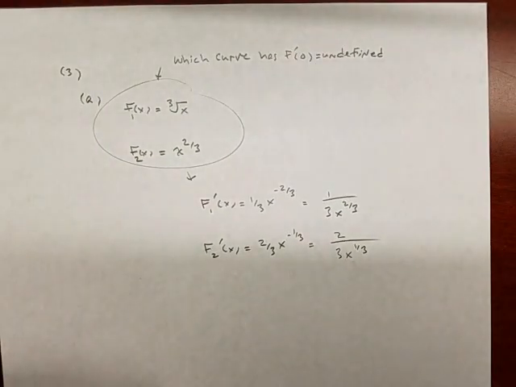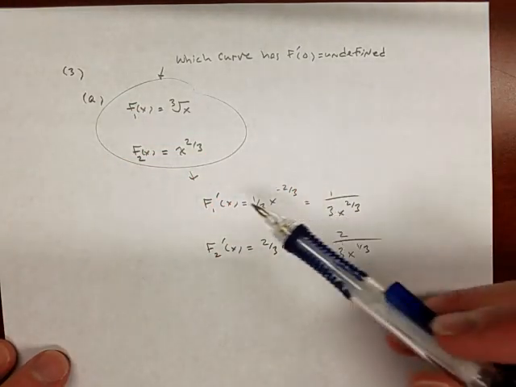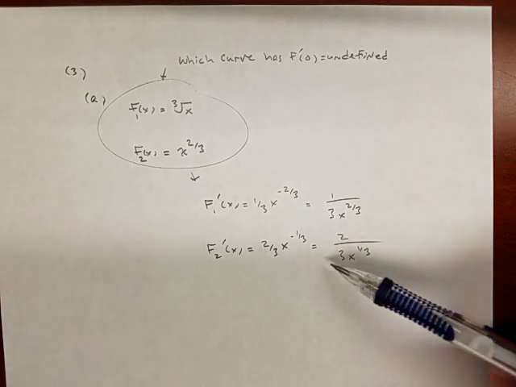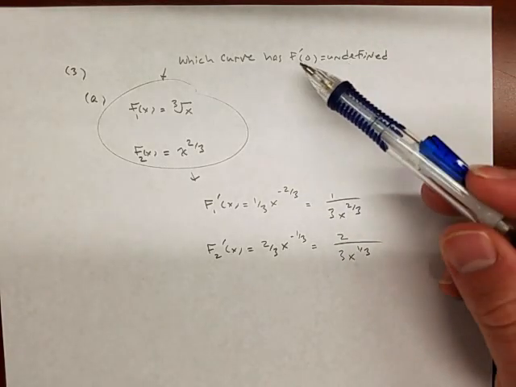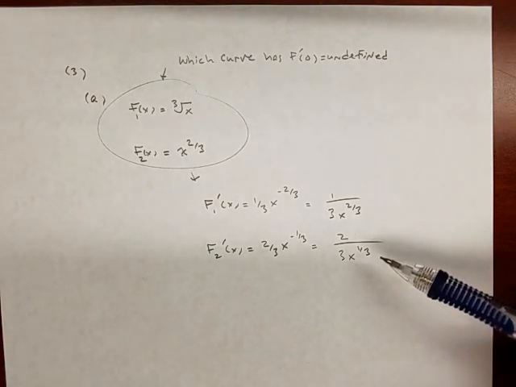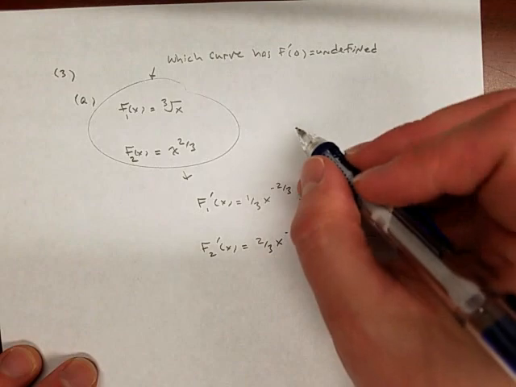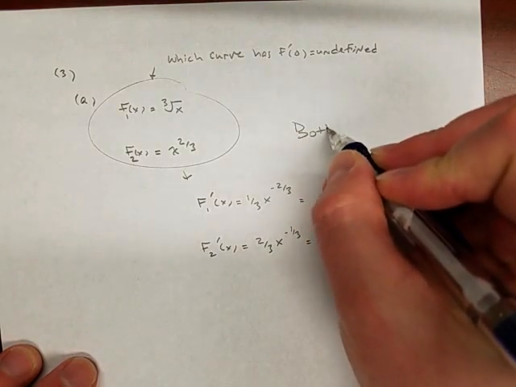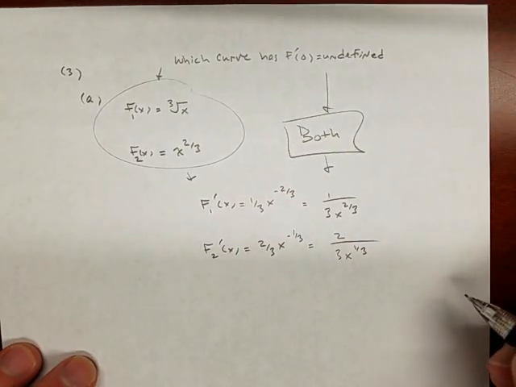Now, to get things going, it says, which curve has f prime 0 to be undefined? Well, both of them. If those are the derivatives and the formulas that calculate the slope of the curve, neither of them gives an answer when you put 0 in. So which curve has f prime 0 to be undefined? Short answer is both of them.